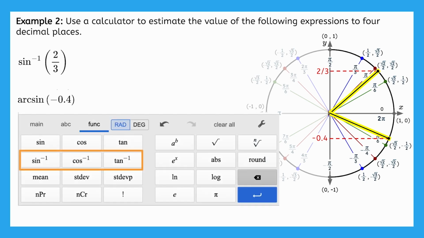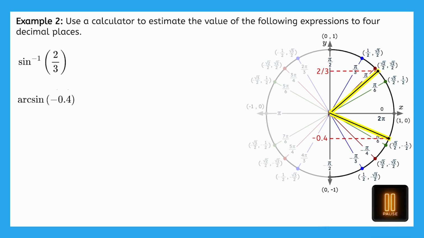Calculators will often use the -1 superscript notation for inverse trig functions, so make sure to look for those. Also, make sure your calculator is set to radian mode. Otherwise, it will give you the answers in degrees. Pause the video and try it out now.